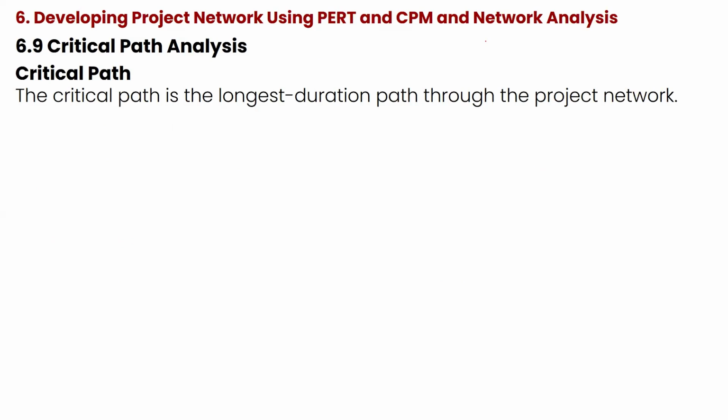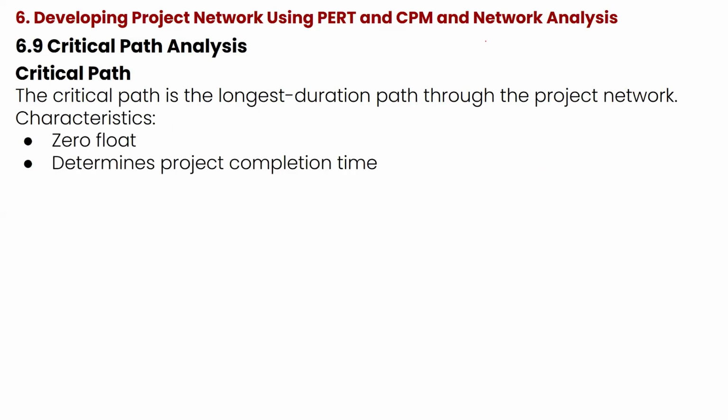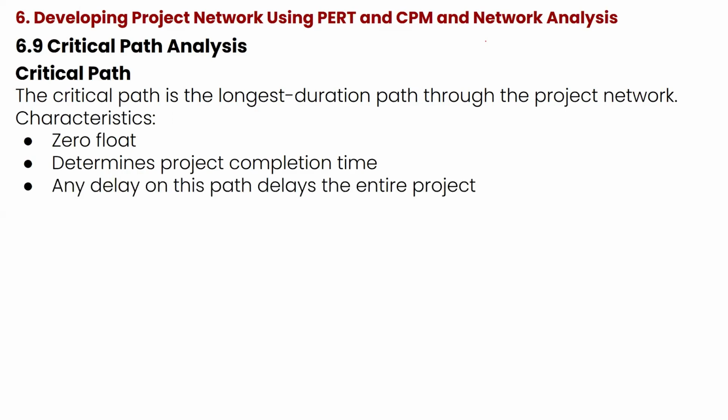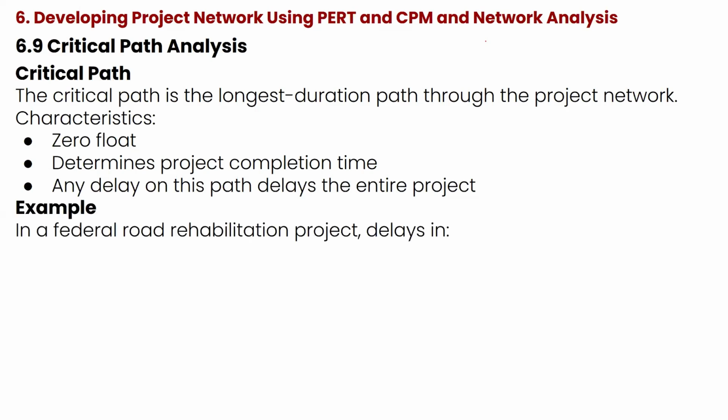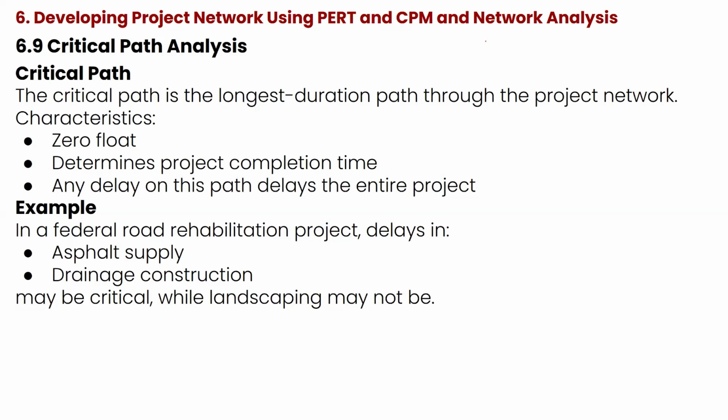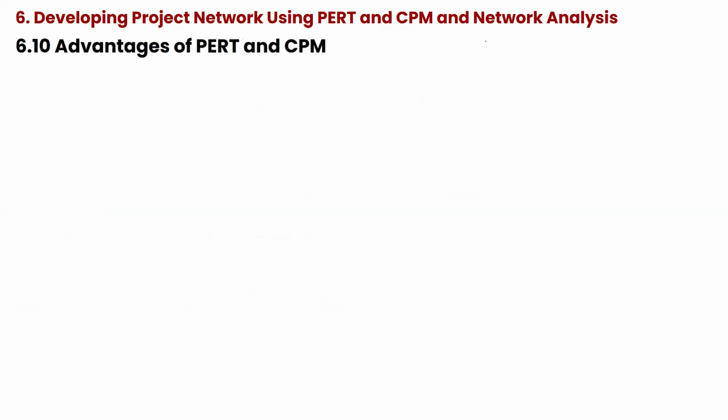The critical path is the longest duration path through the project network. Its characteristics: it has 0 float, it determines project completion time, and any delay on this path delays the entire project. Most times in the exam, what we ask you to do first is to find the critical path. That's one of the most important questions you'll be asked. For example, in a federal road rehabilitation project, delays in asphalt supply and drainage construction may be critical, while landscaping may not be.